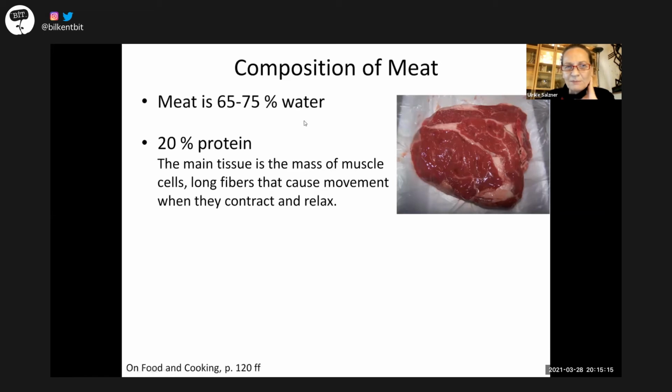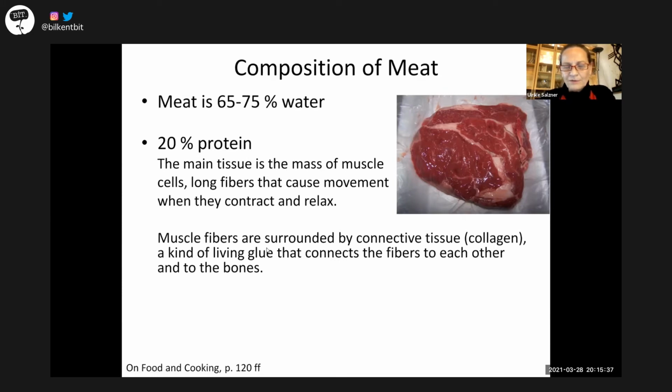Okay, so then we have about 20% protein, which is tissue. It's a muscle, the meat, and it has long muscle cells. These are fibers, which in the animal are used to make it move. So these muscle fibers can contract and relax, and with that we can move. These fibers are packets, we will see that. They're surrounded by connective tissue, which is called collagen. And this collagen is very important because it holds everything together. And collagen is also a protein, but different from the muscle fibers. We will see what kind of structures they have.